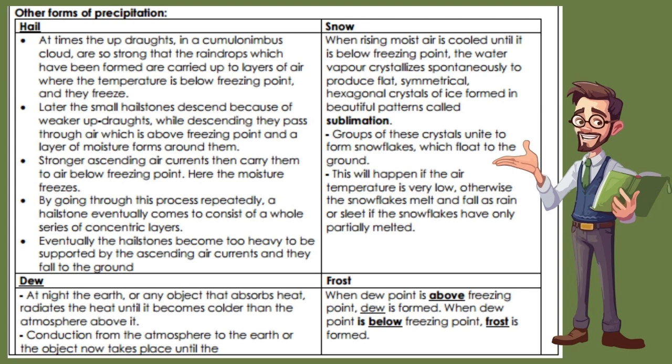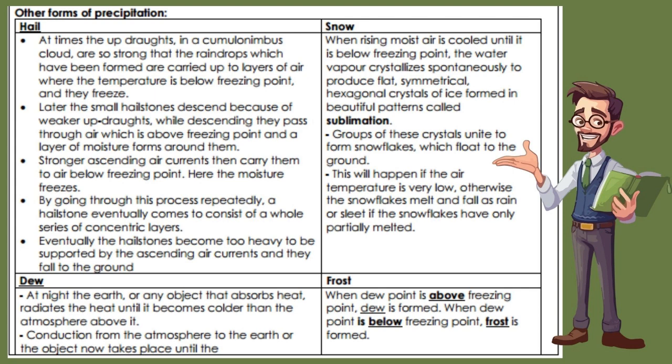to the ground. When rising moist air is cooled until it is below freezing point, the water vapor crystallizes spontaneously to produce flat, symmetrical, hexagonal crystals of ice formed in beautiful patterns called sublimation. Groups of these crystals unite to form snowflakes, which float to the ground. This will happen if the air temperature is very low, otherwise the snowflakes melt and fall as rain, or sleet if the snowflakes have only partially melted.